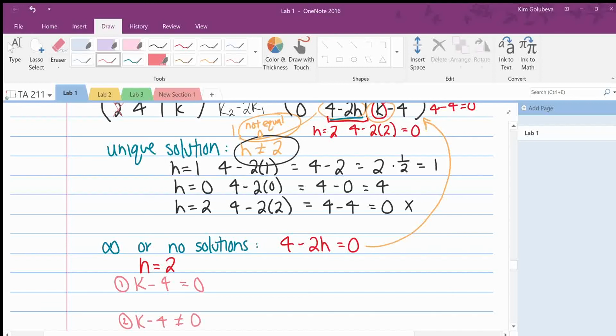In other words, another way to say this is if k equals 4, and another way to say this is if k does not equal 4, right? Because if k equals 4, we have 4 minus 4 equals 0. If k does not equal 4, it's going to be non-zero. So let's say we have 5 minus 4 equals 1. So it's a non-zero.